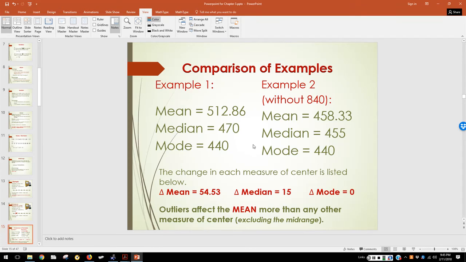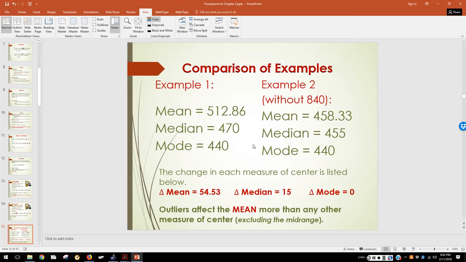With the outlier, the mean was $512.86. Notice that in that case, the mean was higher than all but one of the data values. The median was $470, which was somewhat more in line with the values of the other air conditioners. And the mode was $440 because there were 2 air conditioners that cost $440.